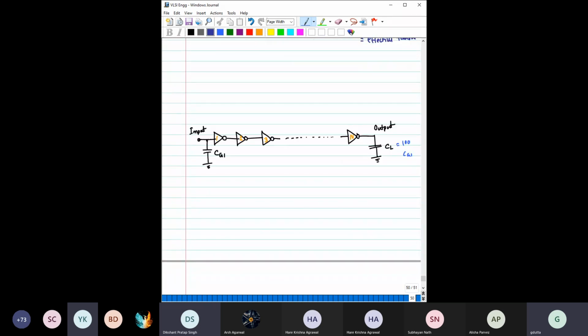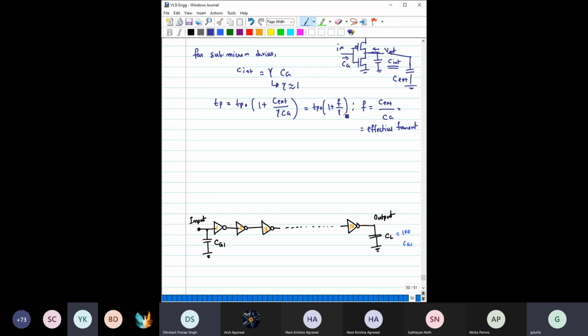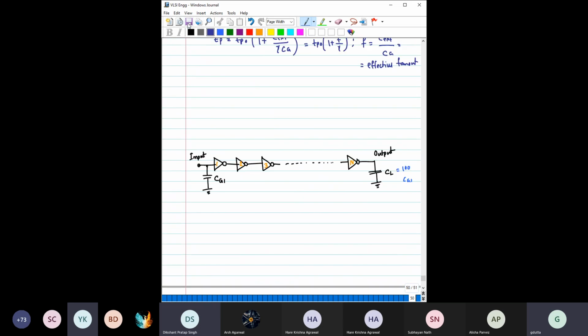Okay. Now I think we have sufficient background to analyze this. So here, this is the input capacitance of the first inverter. Input cap of first inverter. Right? Okay.